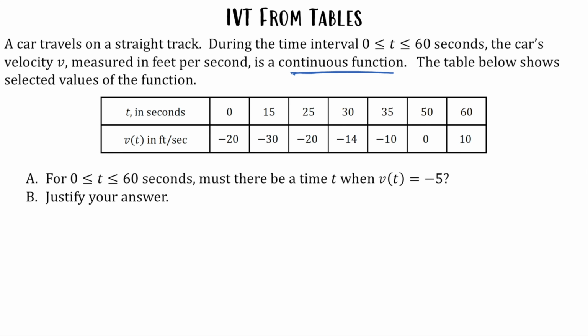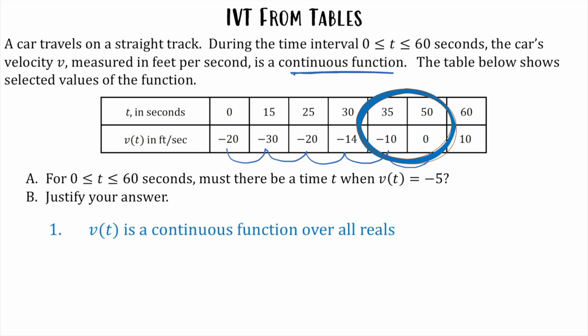Well, I don't know. Let's look. It goes from negative 20 to negative 30. There's no negative 5 between that. Negative 30 and negative 20, no negative 5 between those. Negative 20, negative 14, no. Negative 14, negative 10, no. Negative 10, 0. Aha! Negative 5 is between negative 10 and 0. So here's how we justify that.